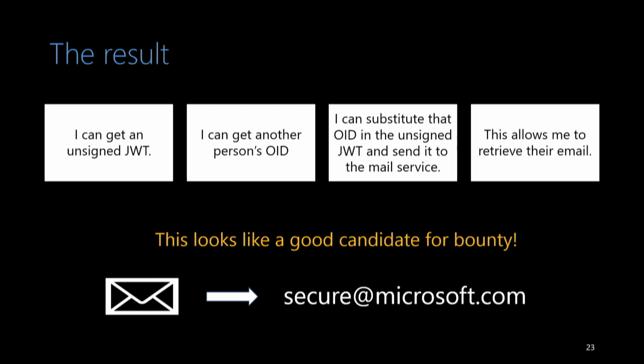To conclude, first, I saw a retweet from Microsoft, and then I took a look at Outlook, and then I discovered that I can get an unsigned JWT, and then I can use the same JWT to get another person's OID, and then I will replace that person's OID in my JWT that I got from Microsoft. And then at this point, I'm impersonating that person.